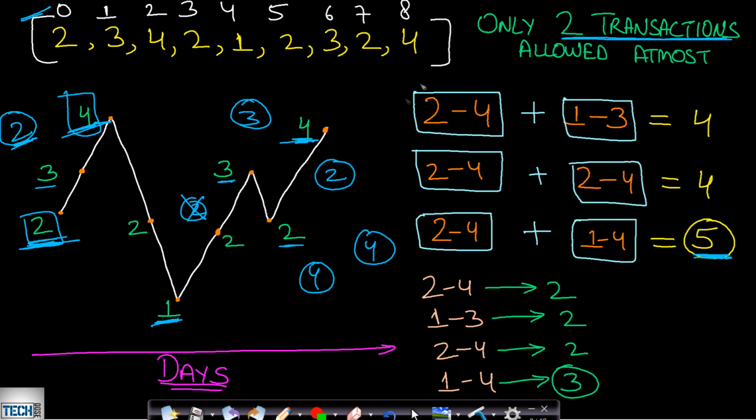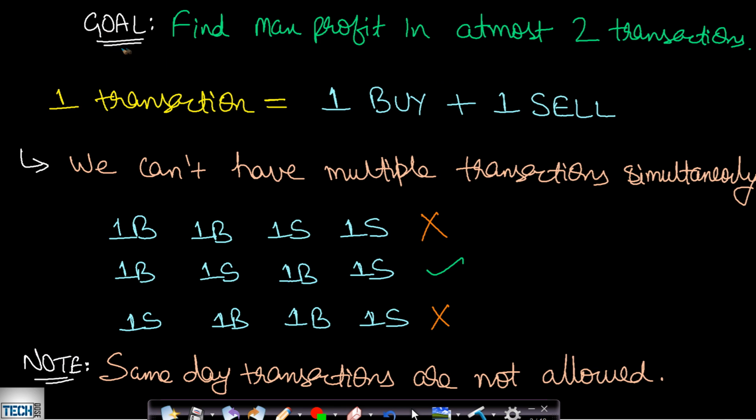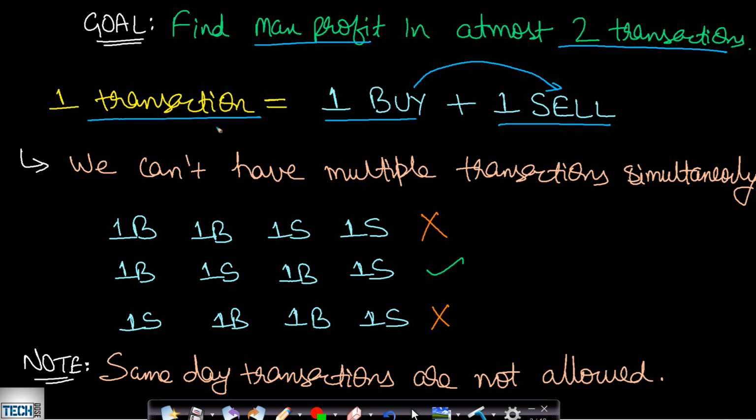Okay, so I hope you understood the problem statement now. Our goal in this case is to find the maximum profit in at most 2 transactions. Now what is a transaction? It is nothing but first you buy a stock and then you sell it. This entire cycle of buying and then selling the stock and then making some profit or loss is equal to 1 transaction. Now what type of transactions are allowed?